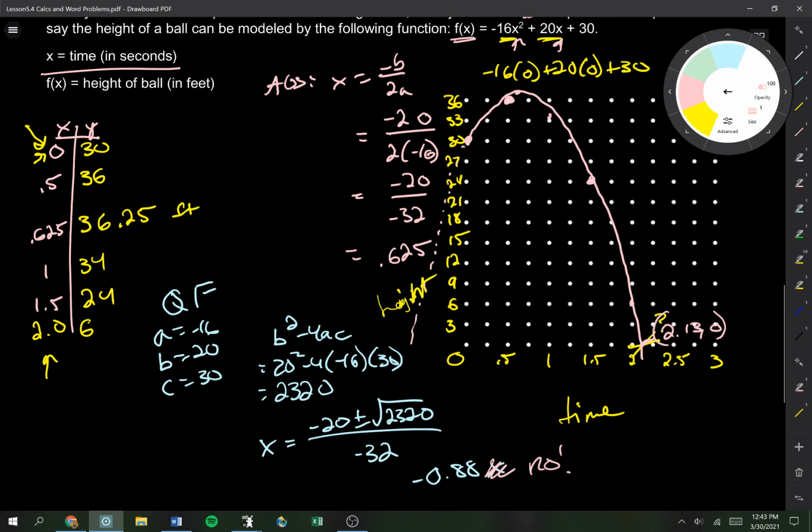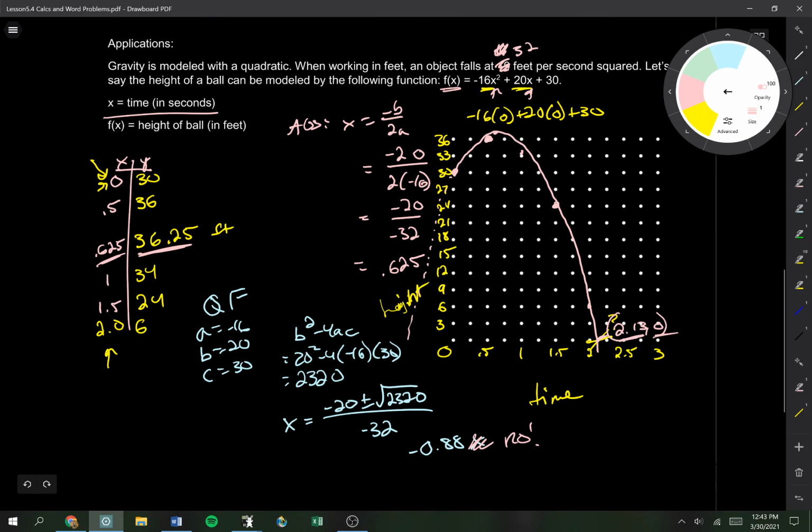So the highest point the ball reaches is 36 feet. That happens at 0.625 seconds. And at 2.13 seconds, the ball hits the ground. Okay, so we can use a quadratic formula. We can graph. We can find the height of a ball given time because gravity pulls things down in a parabolic form. Thanks for watching. That was a solid chapter.